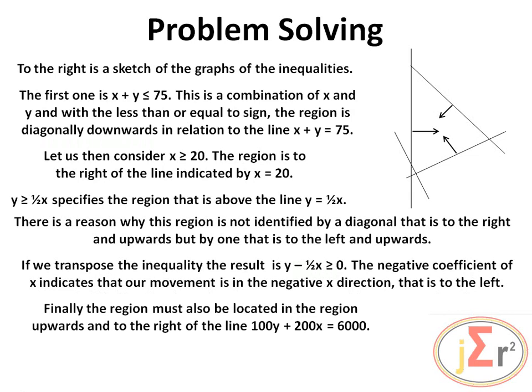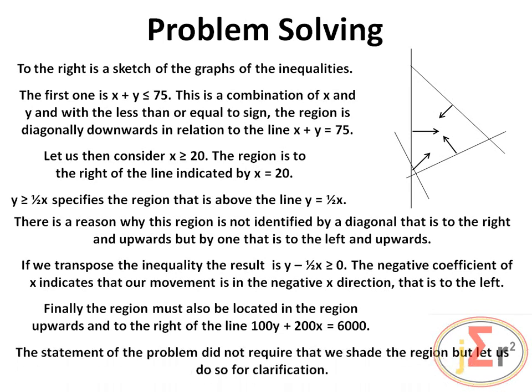Finally, the region must also be located in the region upwards and to the right of the line 100y plus 200x is equal to 6,000. The statement of the problem did not require that we shade the region, but let us do so for clarification. So let us show where the region is involved, right there. So of course the region is going to be this region of space that we have right there.